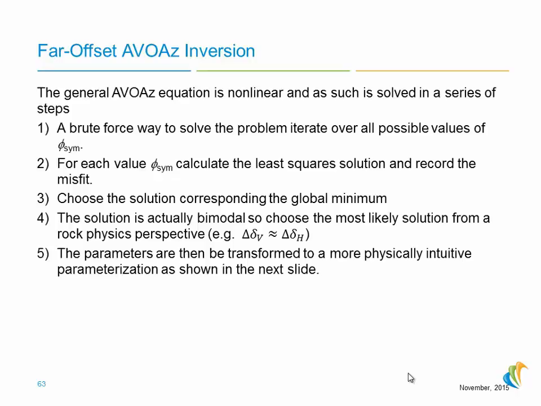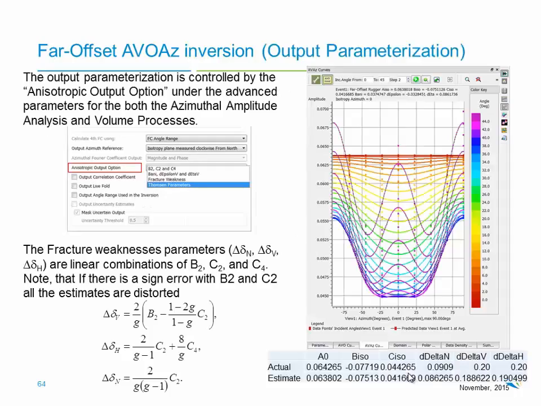Essentially what we're doing is we're using rock physics to reduce our solution space. And then after having solved for the generic transformation, we can then transform the data to a different parameterization. So for instance, here we're transforming it to fracture weaknesses. So we have the vertical, the horizontal, and the normal fracture weakness.